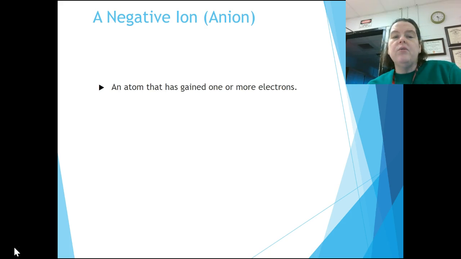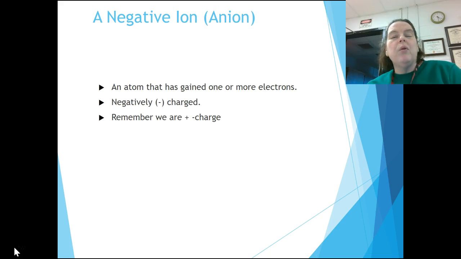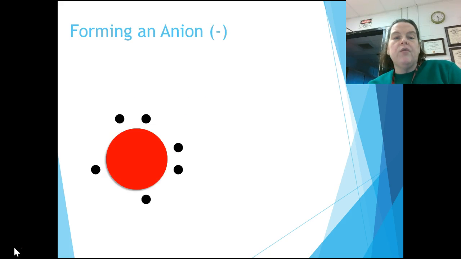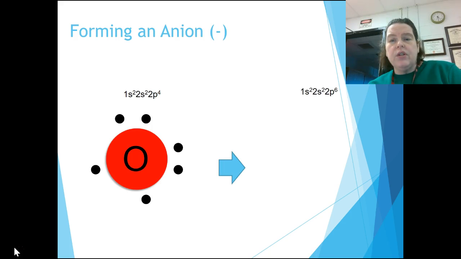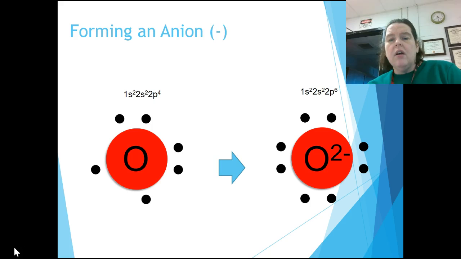So an atom has to gain one or more electrons to do that. It's negatively charged. Why? Because we are adding a minus charge. So adding a minus overall mathematically is a negative. So forming an anion, here we have oxygen. So oxygen has 6 valence electrons. It wants 8. So to get 8, it will gain 2 and become like neon. Now oxygen has a -2 charge. So we can see what's happening with its valence electrons and its dot structure there.